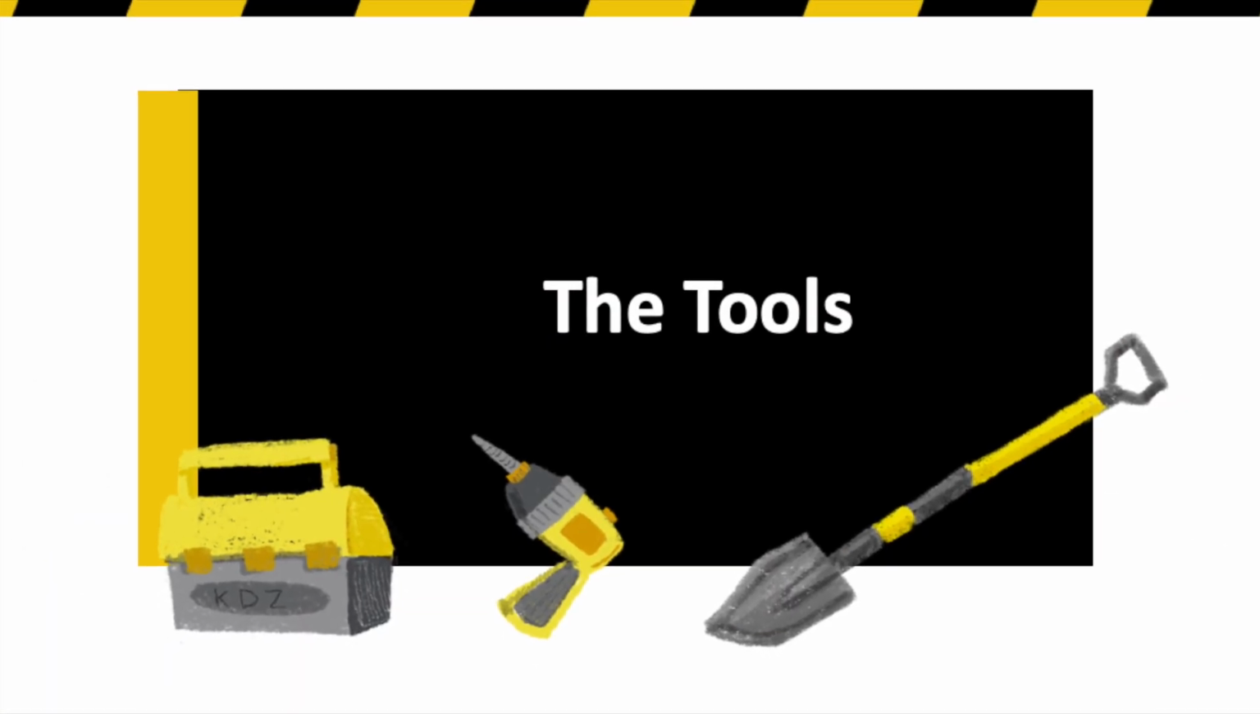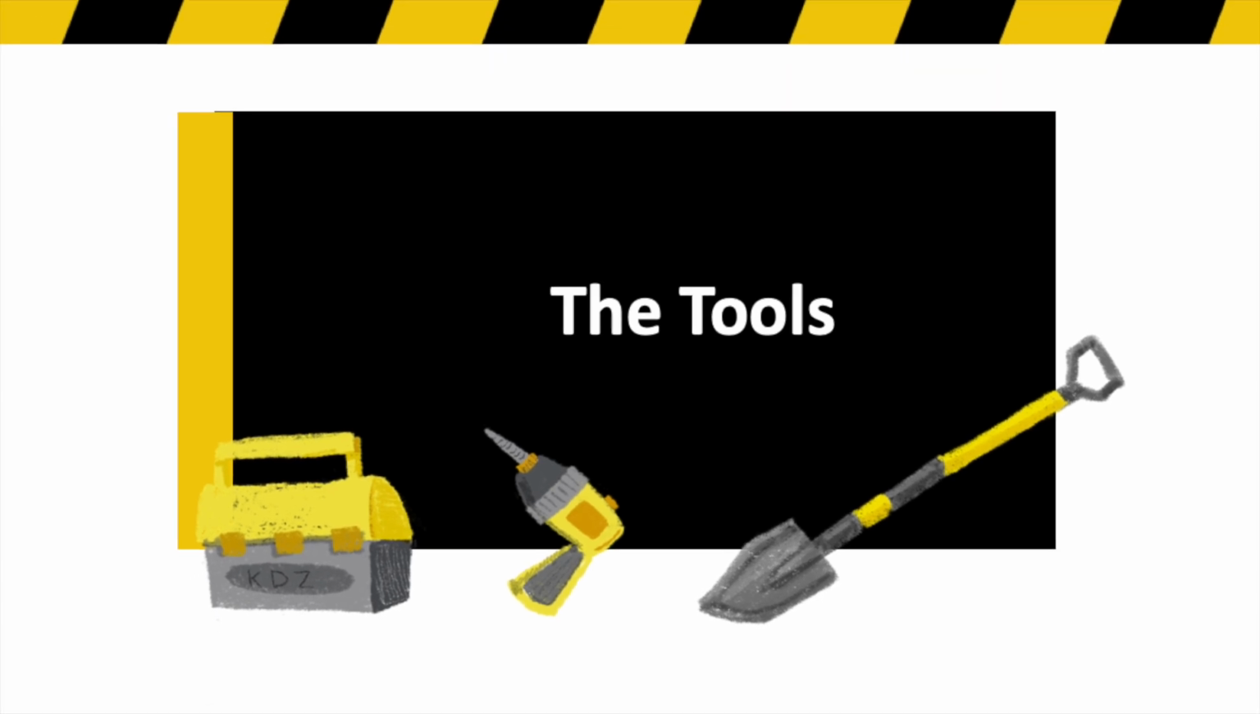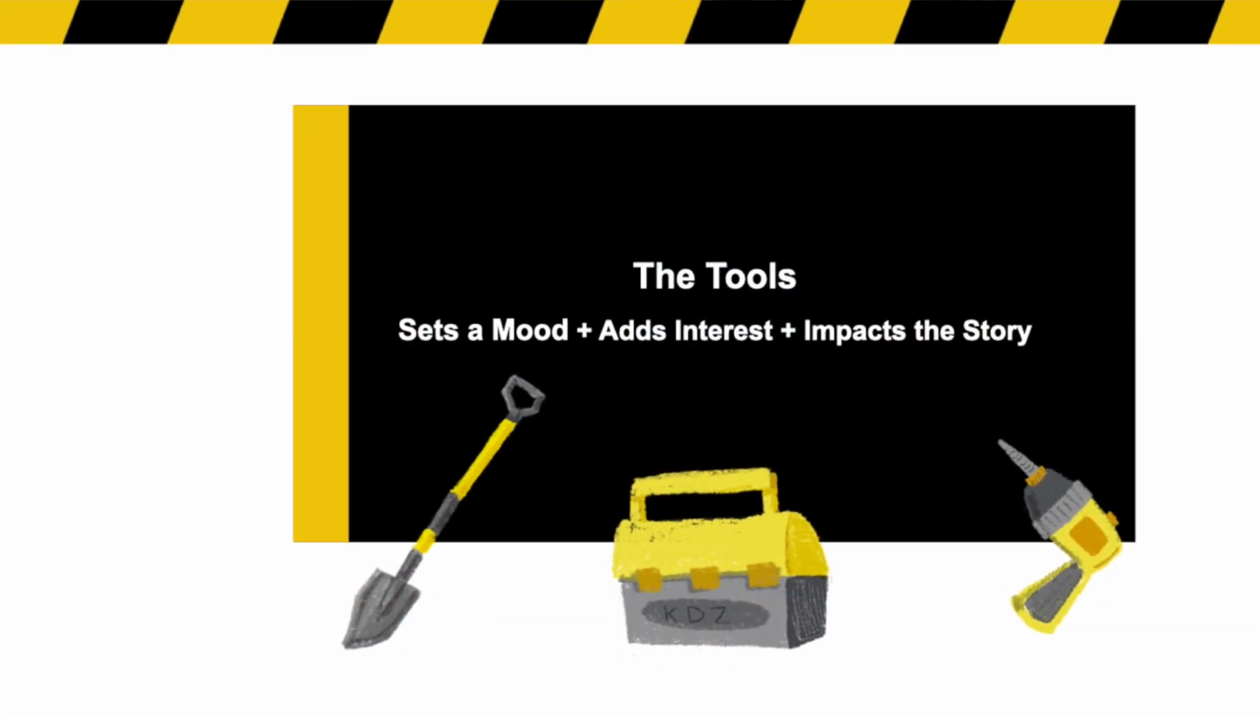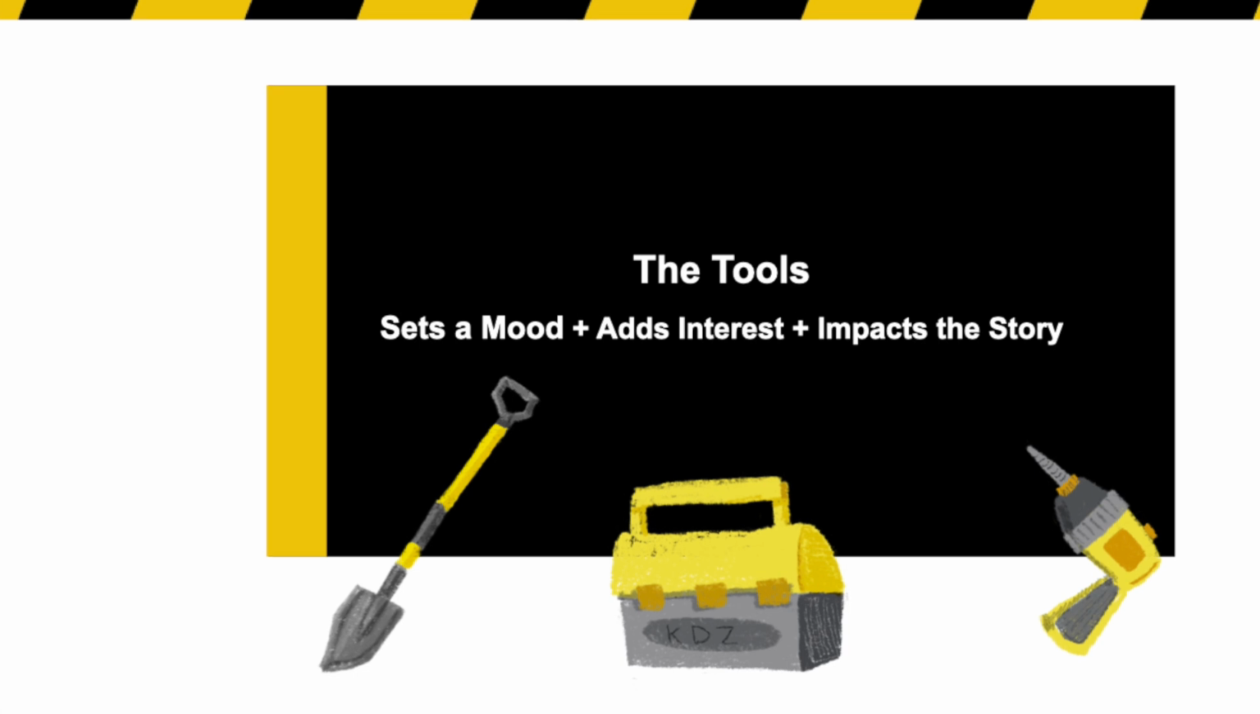Today, on the KidLit Deconstruction Zone podcast, we'll be talking about how to make your story's setting stand out. The tools. All of us have read books where there is a memorable setting that sets the tone of the story. It can establish the time and place of the narrative. It can even shape the character's actions. This week, we'll explore setting and the tools used to set a mood, add interest, and impact your story.